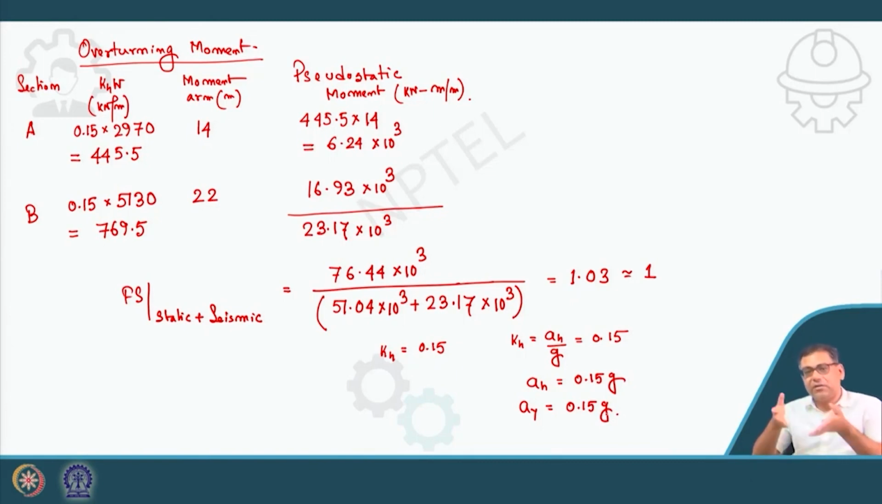Yield acceleration is that acceleration at which the factor of safety will be exactly 1. So if your applied acceleration is less than the yield acceleration, then this sliding will not take place. Sliding will take place if the applied acceleration is greater than the yield acceleration. In the next class I will discuss how, by using this Newmark sliding block analysis, we can determine this amount of deformation. Thank you.